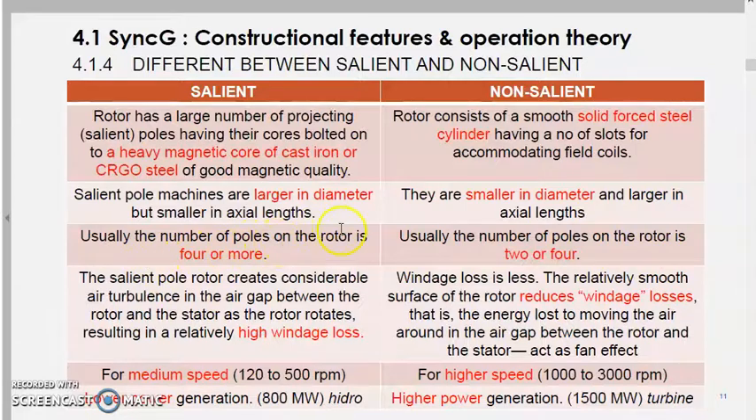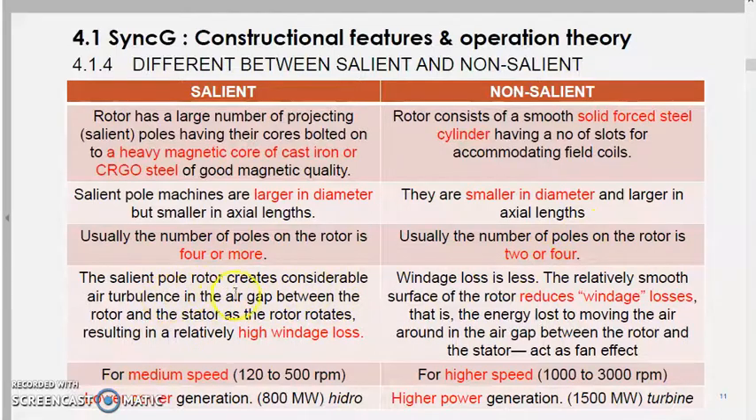Usually the number of poles on the rotor is 4 or more. Minimum is 4 and it can exceed up to a few more poles, but limited by the construction of the machine or the generator itself. More poles means that you have to put more coils and you require more space. In terms of non-salient pole, usually the number of poles on the rotor is 2 or 4 only, and it will spin at a higher speed compared to the salient pole.